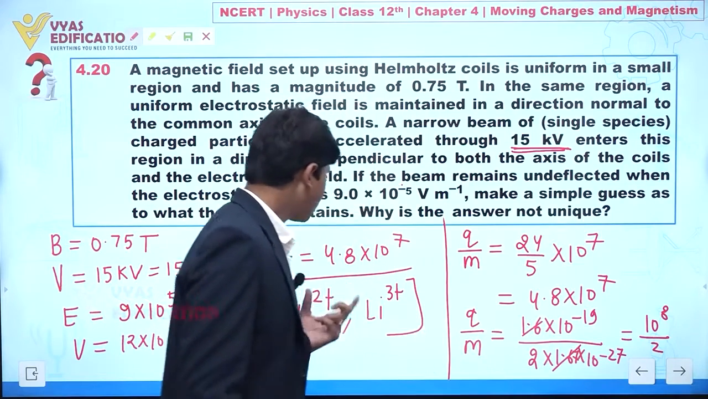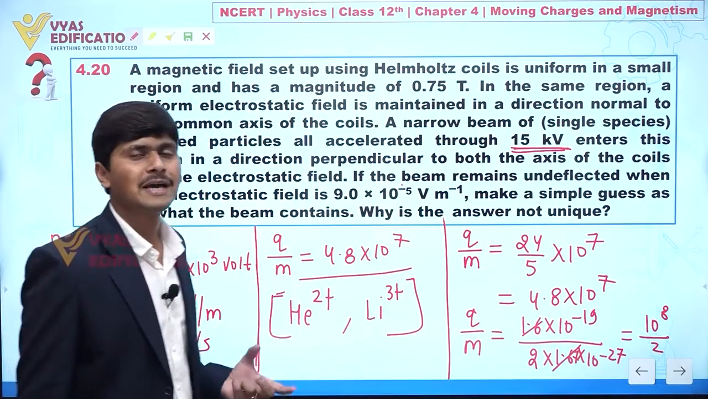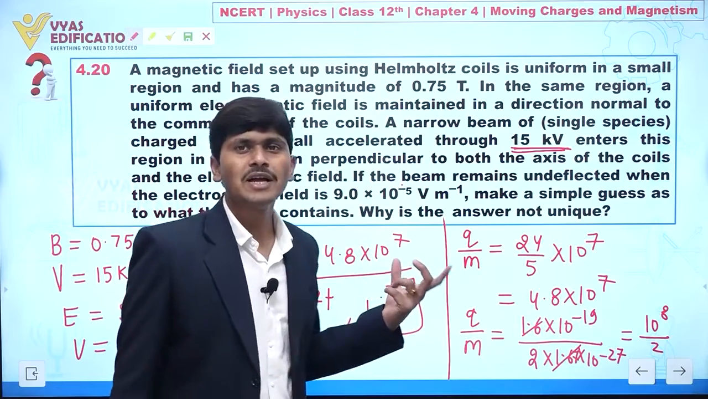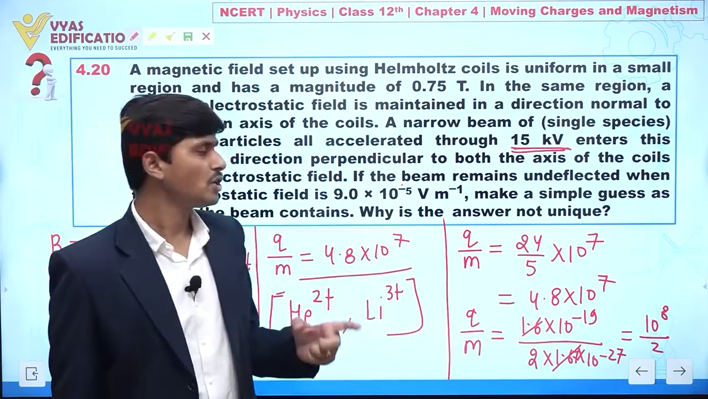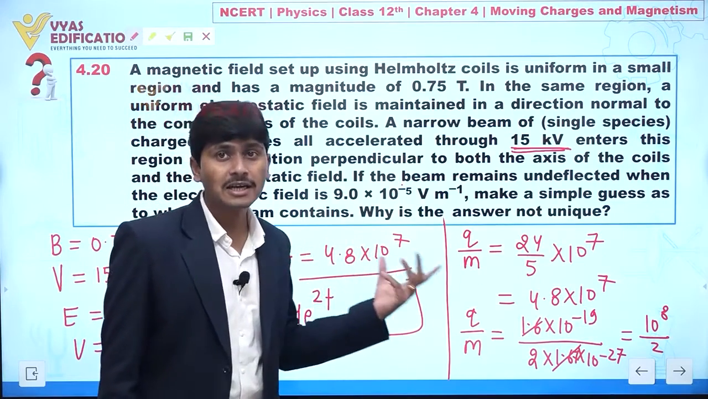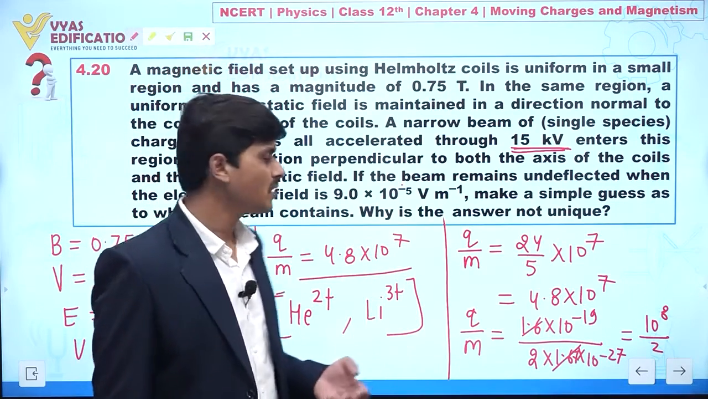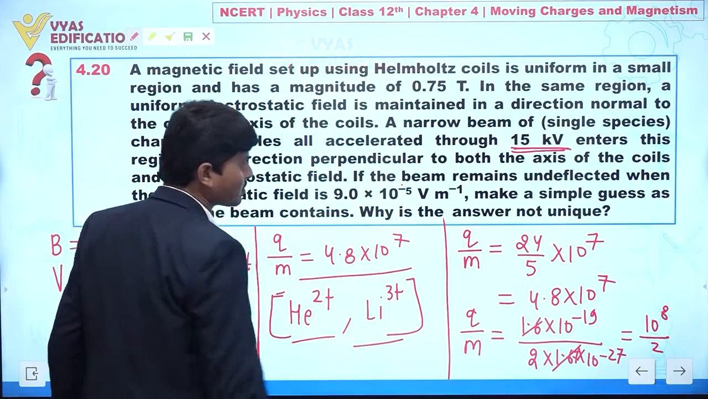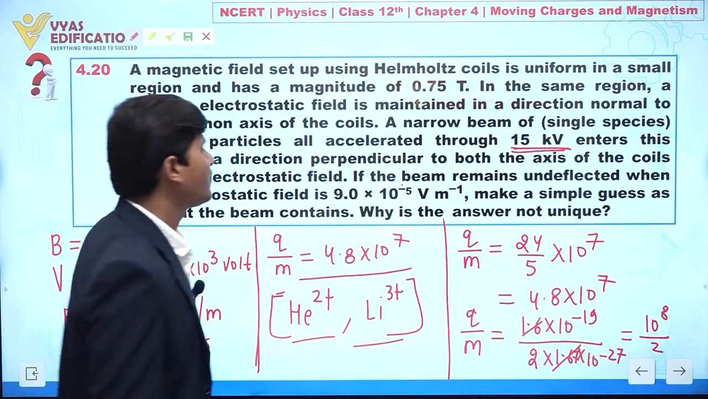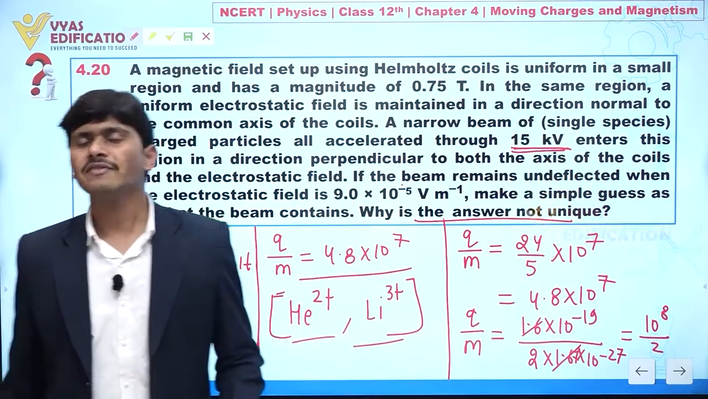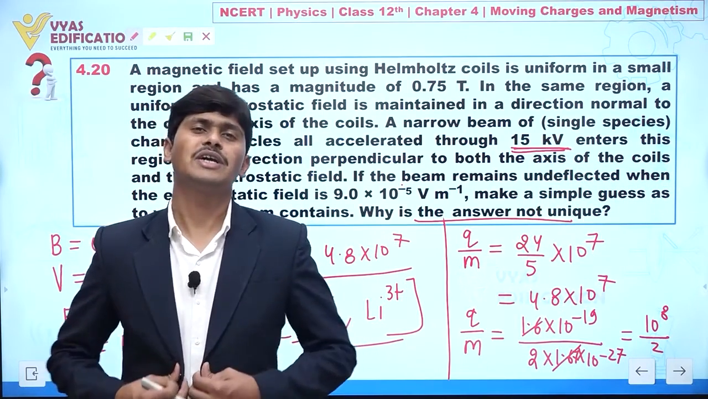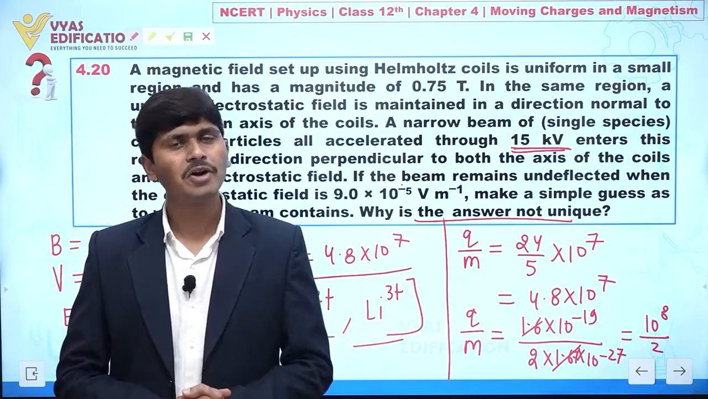Clear? So for that one, if you calculate the Q by M ratio, you will get the same answer. That's why we can say that the deuteron may be a charged particle, but it is also a possibility that we may have these two particles. That's why we can say this answer is not unique. Clear to everyone? So I hope you understand this question.